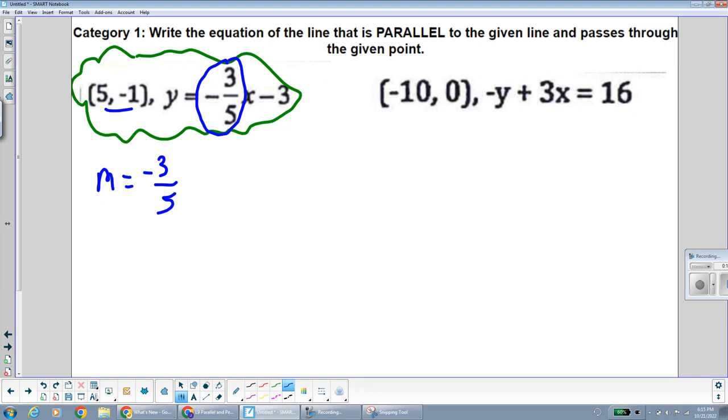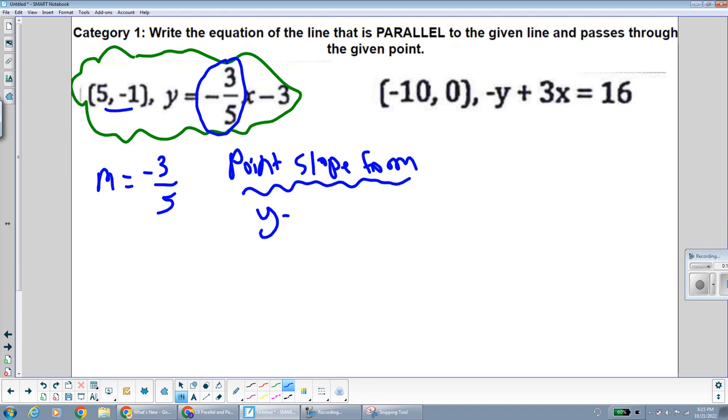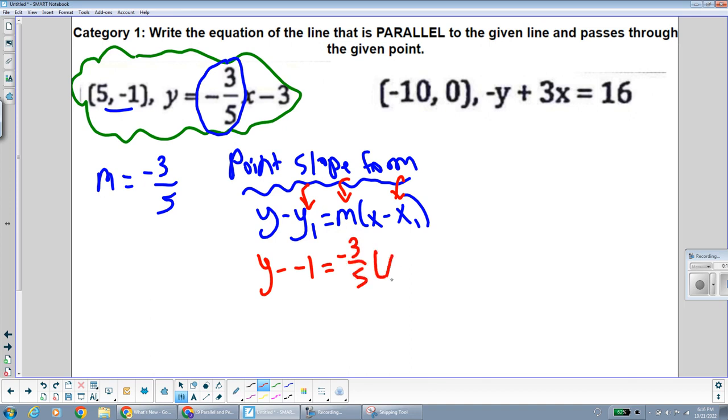When we have a point and a slope, it's super useful to use point slope form for writing the equation of a line. Point slope form, once again, is y minus y1 equals m times x minus x1. All you need to do is plug in the x and y coordinates of the point that you're using and your slope for m. So here, our y coordinate of the point that we're using is negative 1. Our slope is negative 3 over 5. And our x coordinate of the point that we're using is 5.